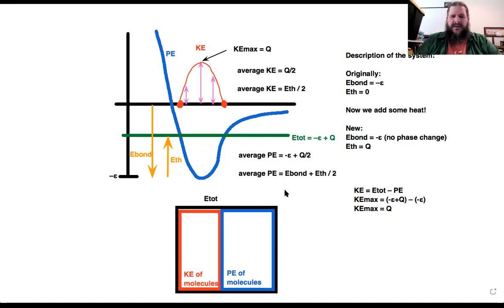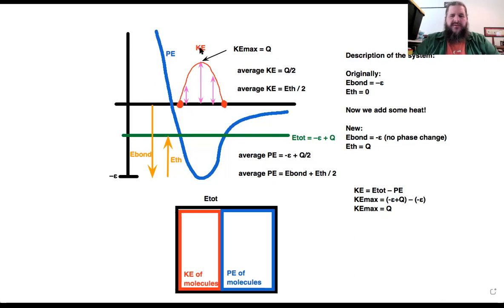Notice that when we write it out as addition like this, the average potential energy consists of the bond energy plus half the thermal energy. Because all the bond energy counts as potential, but the thermal energy we added, the extra plus Q heat, some of that goes into making the molecules move faster. Some of it goes into making the molecules able to be close together or far apart. And on average, half the energy we added as thermal energy counts as kinetic, and the other half of the thermal energy counts as potential.